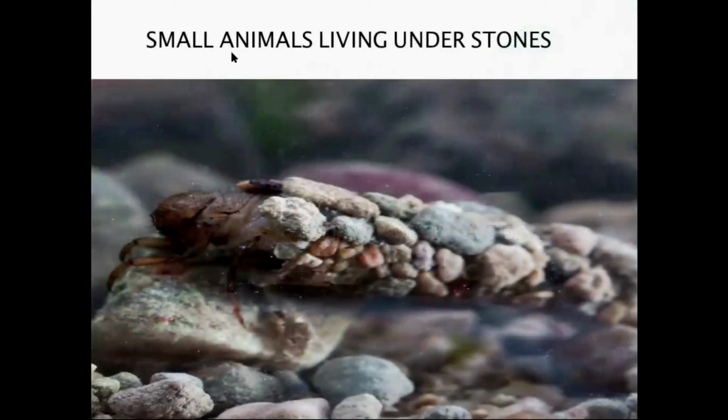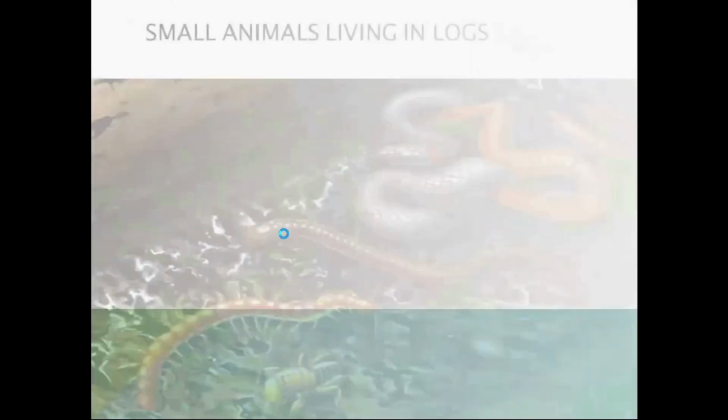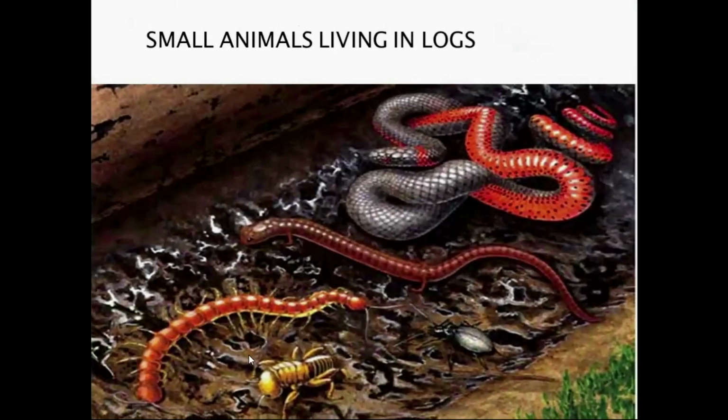Now, small animals live under the stones. They live under stones to protect themselves from birds. Birds like to eat insects. Now, insects, for protecting themselves, most of the small animals like insects live under the stones so they can live a longer life. Then there are some animals like snakes, centipedes, then there is beetle and other types of spiders.